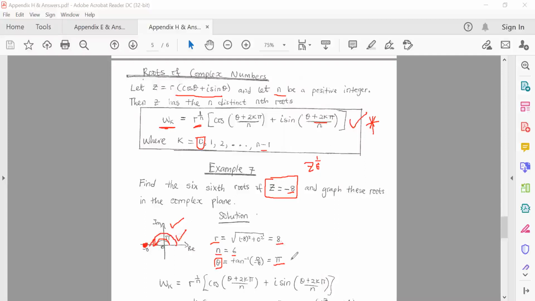Then the next thing is plug and play. If you know what r is, you know what n is, you know what theta is, you just go to this formula and then you do plug and play. You start with W subscript 0, W subscript 1, all the way to W subscript 5. Guys, you need to watch out. If n equals 6, it means you're doing from W subscript 0 all the way to W subscript 5. All right, those are 6 numbers. If you go all the way to W subscript 6, it means you're looking for 7 roots now. It means you're adding something on top of what I actually asked you, which is a disaster. You don't want to do that.